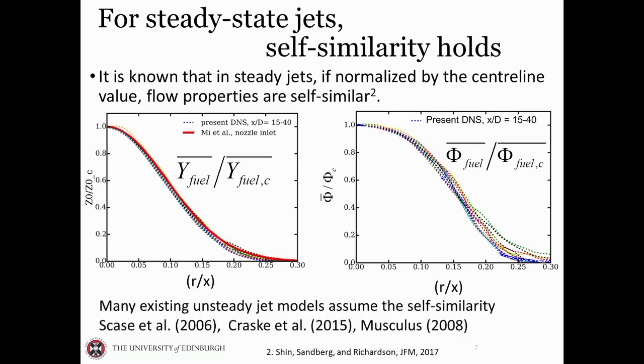And then when we try to extend to the unsteady case, there's several works about the unsteady cases. And then they typically assume some self-similarity, which was not proved before. So we have a DNS data set. We can actually check whether they remain self-similar or not.